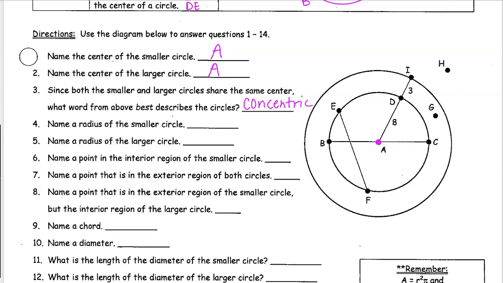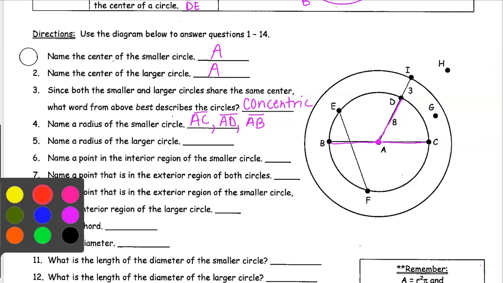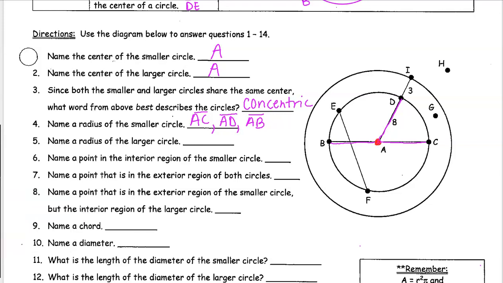Okay, name a radius of the smaller circle. It has to be coming from the center A and touching the edge of our circle. So something like AC would be an example, right? We could also use AD or even AB. Notice I'm not extending outside of that small circle. Okay, name a radius of the larger circle. Now it has to be coming from the center A, but it has to touch our exterior circle. So that would have to be A all the way to I.